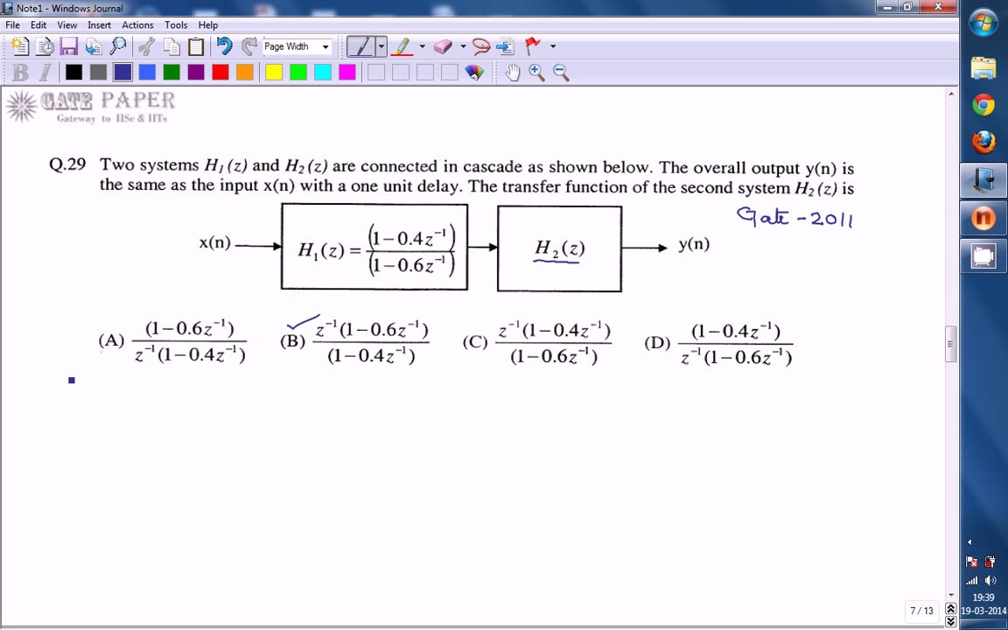So coming to the solution. What is given? The overall output Y of n is the same as the input X of n with a 1 unit delay. What is meant by that? The output Y of n is equal to the input with 1 unit delay, nothing but X of n minus 1. All are in terms of Z transform, so apply Z transform. Then we get Y of Z equals Z power minus 1 into X of Z. Take this as equation 1.